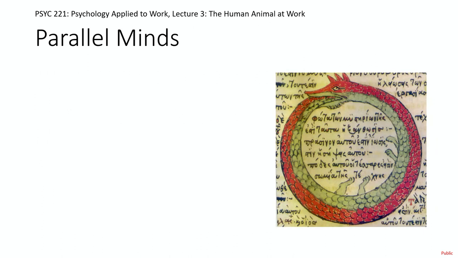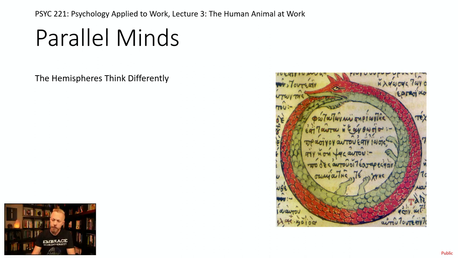Okay, another really cool thing here is a nice segue from talking about approach avoidance in two fundamental modes. Another way you can think of it is we sort of have two fundamental minds. We have two hemispheres, and those hemispheres have different purposes.